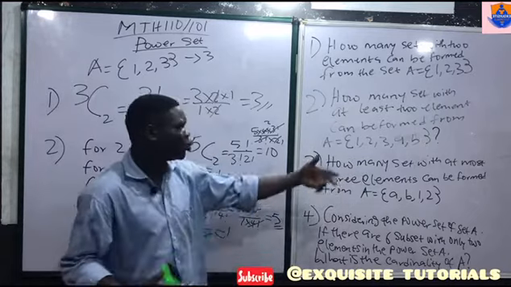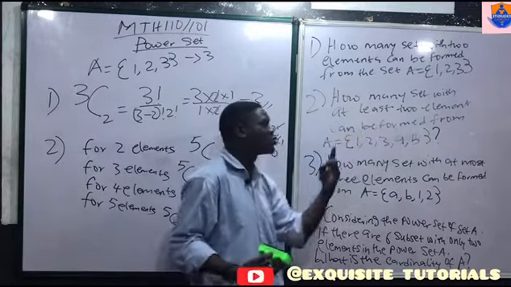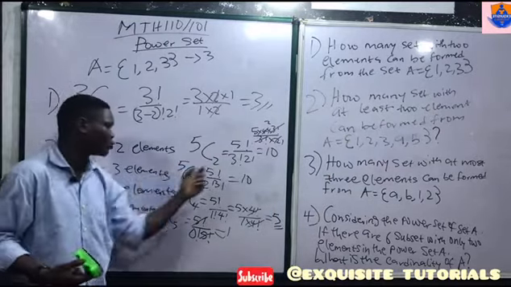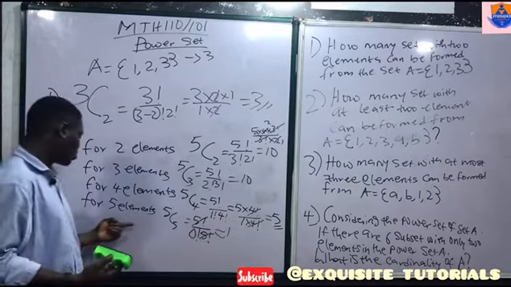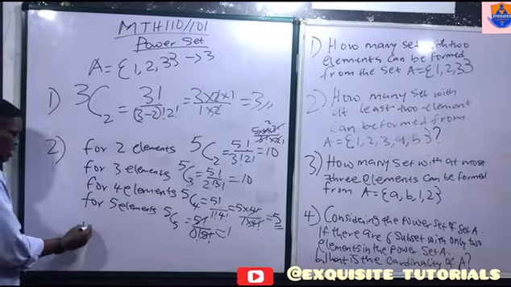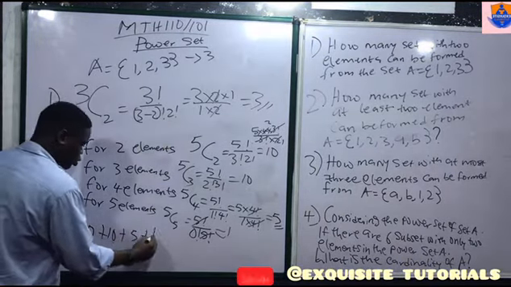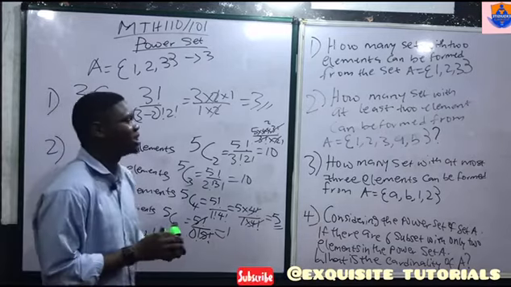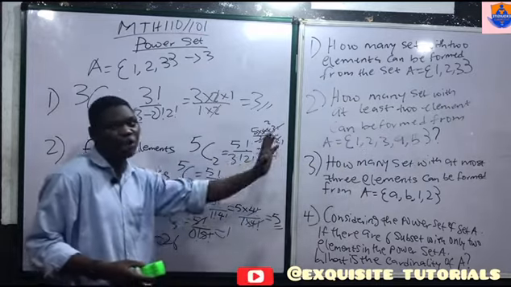Now let's go back to the question. They said how many sets with at least 2? At least 2 means it can be more than 2. So with 2 elements we have 10. With 3 elements we have 10. With 4 elements we have 5. With 5 elements we have 1. So your final answer becomes 10 plus 10 plus 5 plus 1, which is 26. So there are 26 subsets that can be formed from this set which have at least 2 elements.